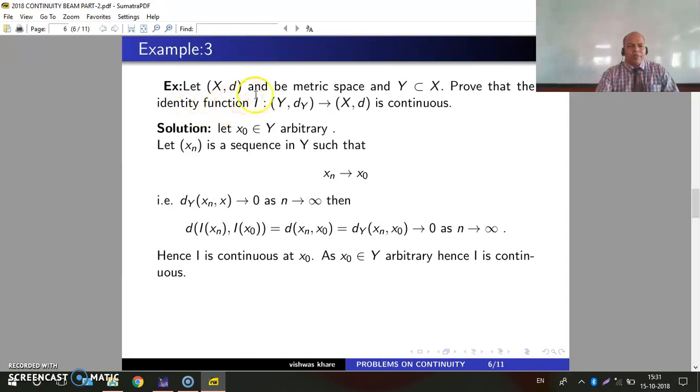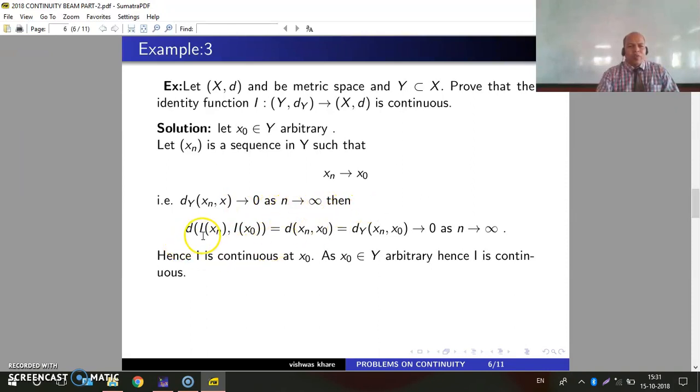Example 3. Let (X, d) be a metric space and Y be contained in X. Prove that the identity function I from (Y, dY) to (X, d) is continuous. Solution. Let x0 belongs to Y be arbitrary. Let xn be a sequence in Y such that xn tends to x0. That is, dY(xn, x0) tends to 0 as n tends to infinity.